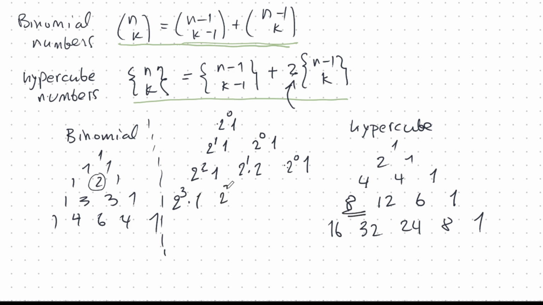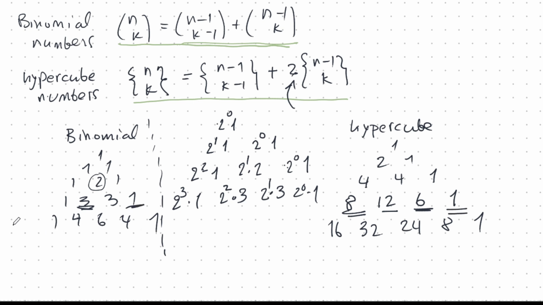Then 2 power 2 times this 3 here gives me the 12. Okay, then 2 power 1 times 3, yes, that gives me a 6. I got scared there for a second that this wasn't working, but it is working. 2 power 0 times 1 gives me this, and 1 and 1.